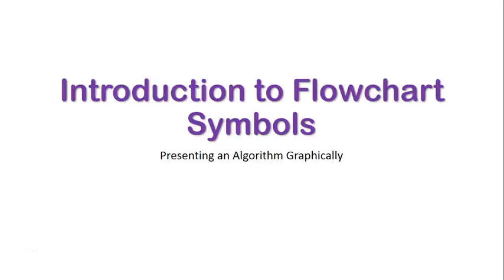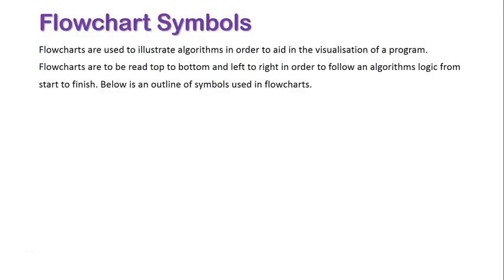The following video is going to give an introduction to flowchart symbols and essentially how a flowchart is used for presenting an algorithm graphically. Flowcharts are used to illustrate algorithms in order to aid in the visualization of a program. Flowcharts are to be read from top to bottom and left to right in order to follow the algorithm's logic from start to finish.